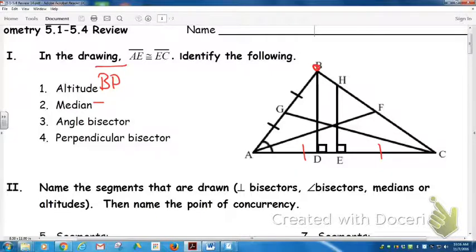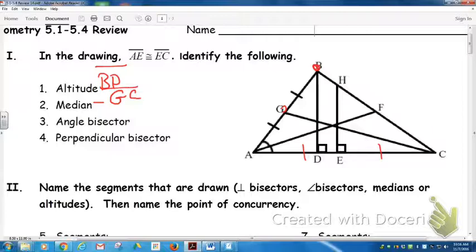Number 2 is a median. And a median goes from the midpoint of a side to an opposite vertex. Well, I know that point E is in the middle, but that doesn't go to a vertex. So I want to check point G. Point G is in the middle because it shows that the two segments are congruent. So from G to C, that goes to a vertex. So that is called a median. So that would be GC.